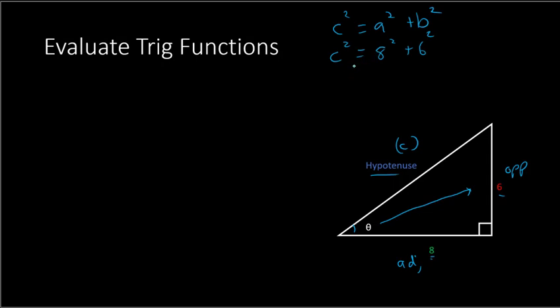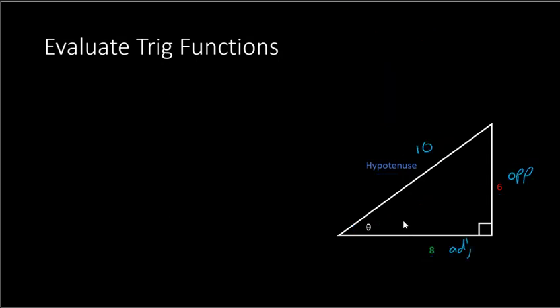So here we have c squared equals 8 squared plus 6 squared. 8 squared is 64, 6 squared is 36, that gives you 100. C squared is 100, which means c would be the square root of 100, which is 10. So the hypotenuse is going to be 10. And then from here, we can find any trig function that we want.